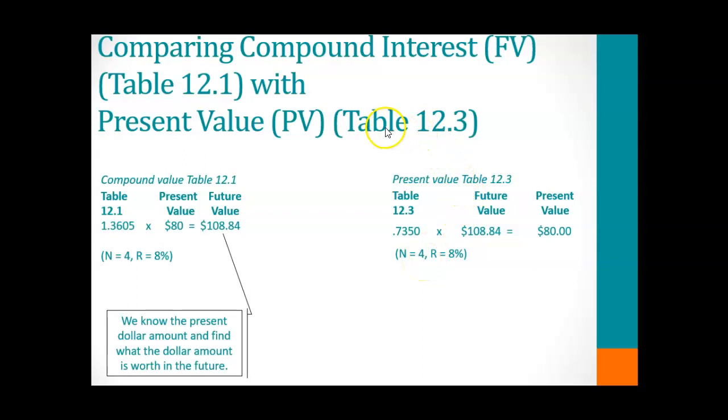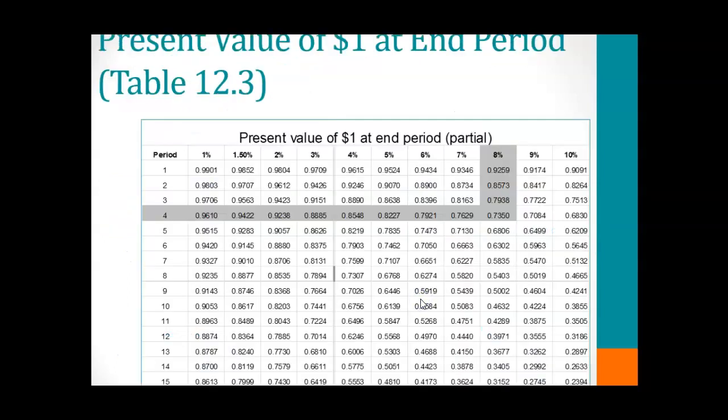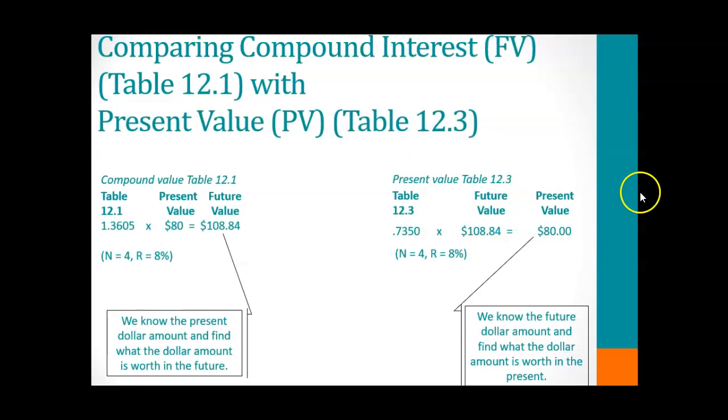I can now use table 12.3, which is called the present value table, to get my present value factor to determine the amount of the present value. So using the present value table, you will look up 4 periods, 8%. The factor is 0.7350. Okay? You multiply that factor times the future value, it gives a present value of $80,000.